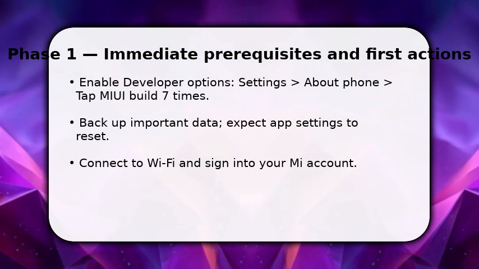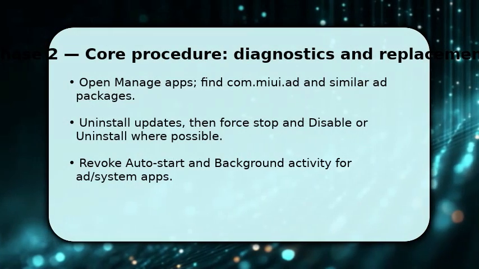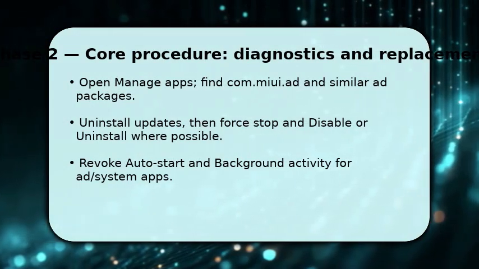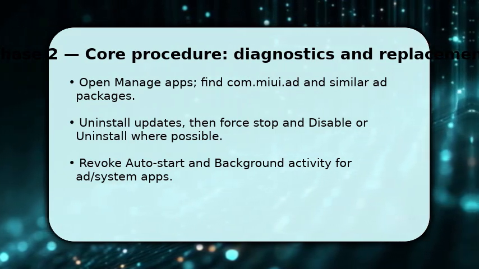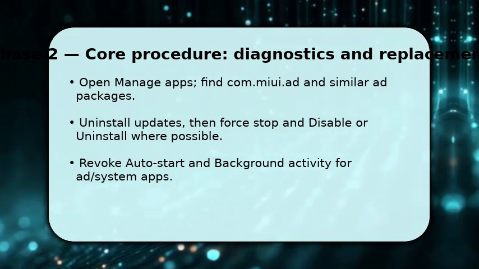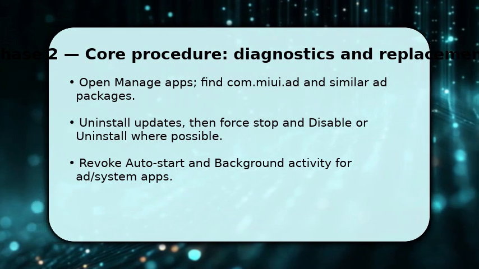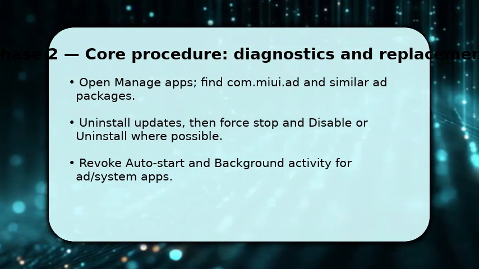You now target the middle of the process. Locate MIUI ad services and system apps that display ads. First, uninstall updates for those packages to avoid protection. Then force stop each, clear cache and clear data. After that, disable or uninstall if the option appears.